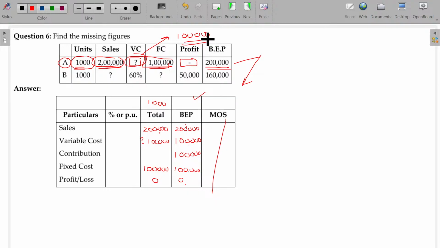Similarly, now you have to try for B also. Make it faster.